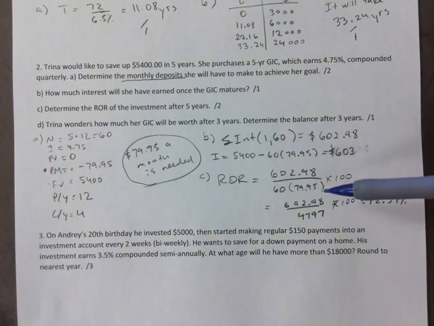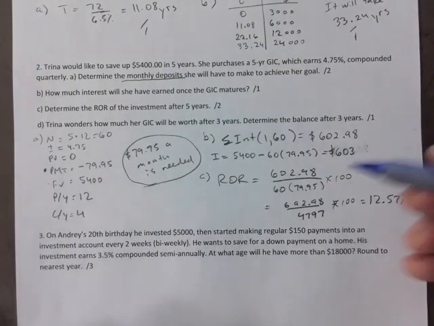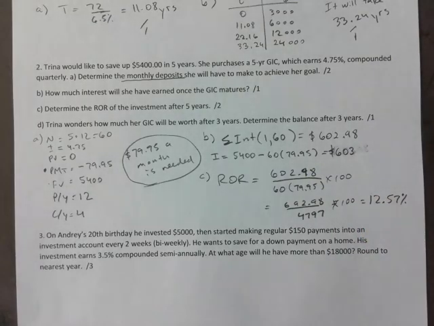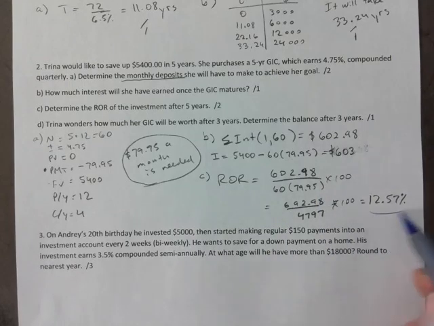That's what rate of return is. Gains divided by how much you invested, right? Gains in this case is the interest earned. In the market, we don't call it interest earned, it's just how much it has gained. So 602. So this is your answer there.